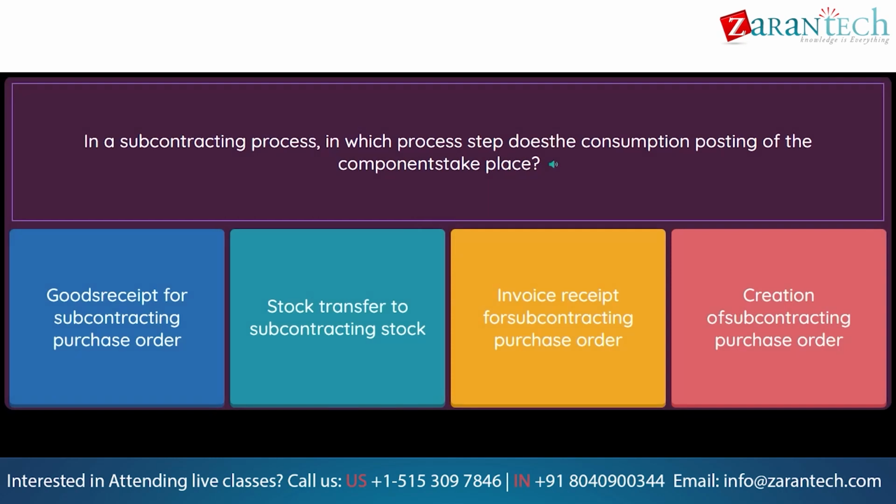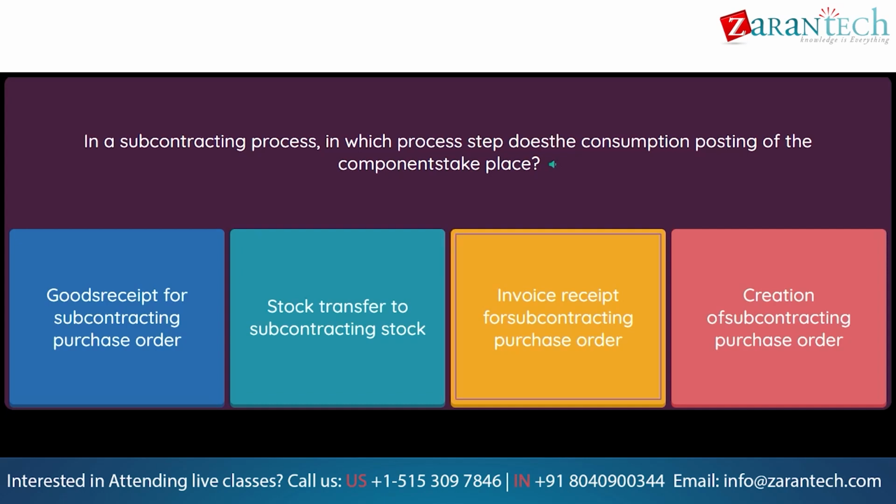Question: in a subcontracting process, in which process step does the consumption posting of the components take place? Option 1, goods receipt for subcontracting purchase order. Option 2, stock transfer to subcontracting stock. Option 3, invoice receipt for subcontracting purchase order. Option 4, creation of subcontracting purchase order.